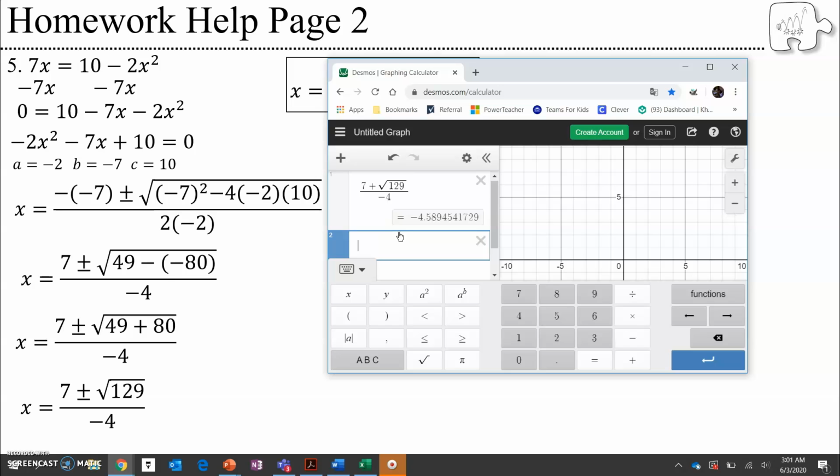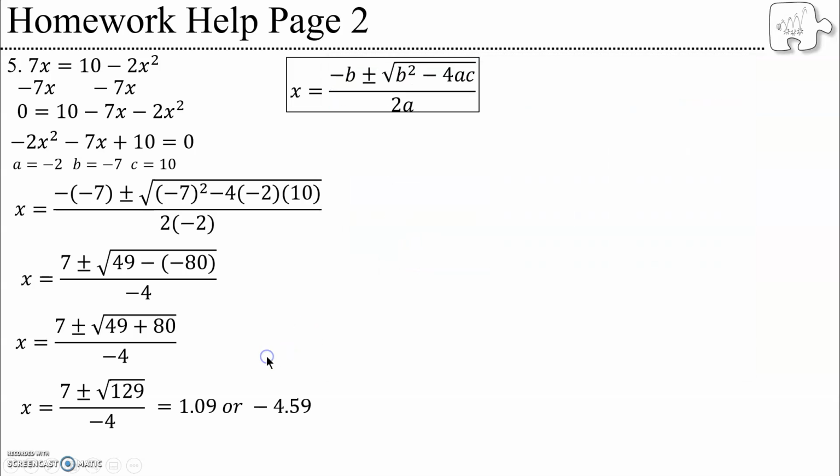And we're going to do it again. So we're going to say 7 minus the square root of 129 all over negative 4, and we got 1.089. So we're going to round: say this is negative 4.59 and this is 1.09. And then we've got our two answers.